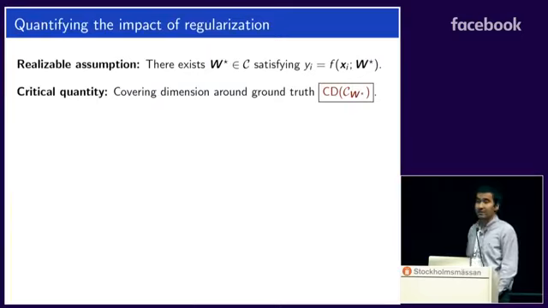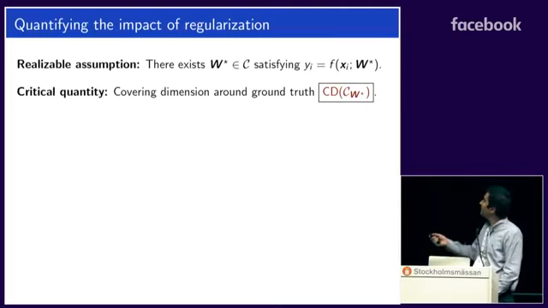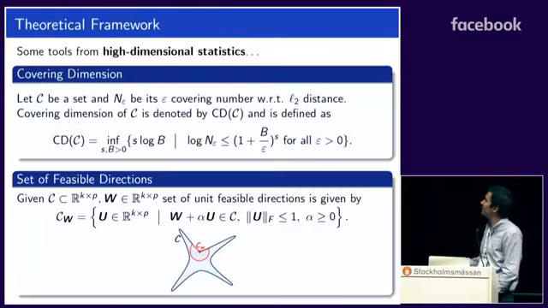With these two, we can quantify the impact of regularization as follows. First, we make an assumption that there is a weight matrix W star that governs the relationship between input and output. With this assumption, our critical quantity in this work reduces to the covering dimension around the ground truth W star, which is what we call CD of C_W star. So recall that CD is the covering dimension of a set.